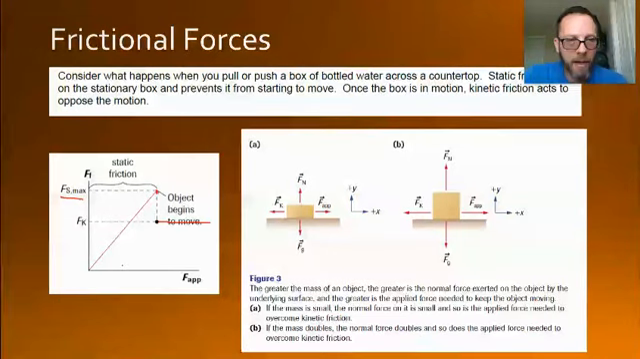The big idea is that static friction and kinetic friction are two different things. Most of the time, the force of kinetic friction is a bit less than the maximum static friction. So this corresponds to that maximum applied force you need to make the object begin to move.